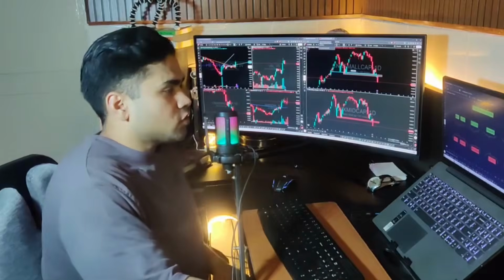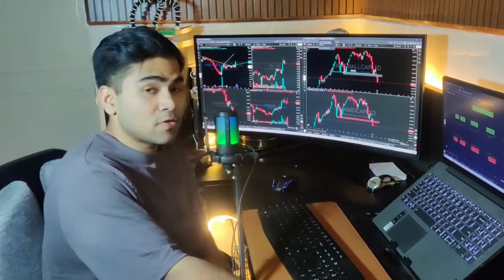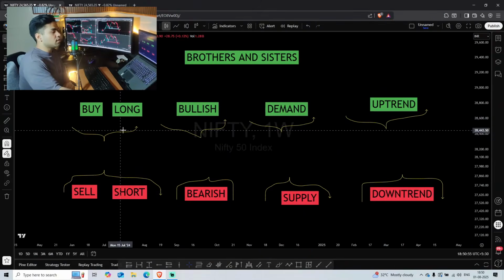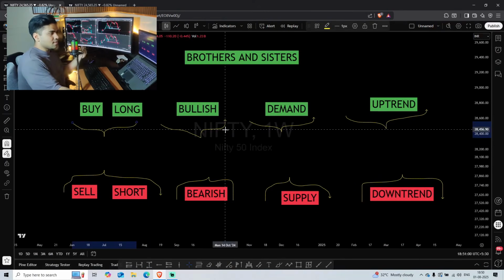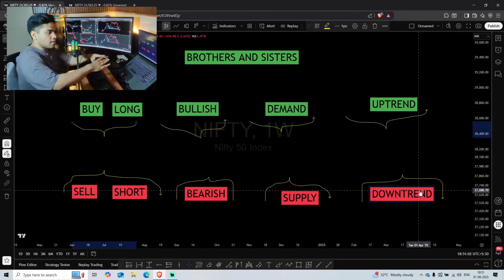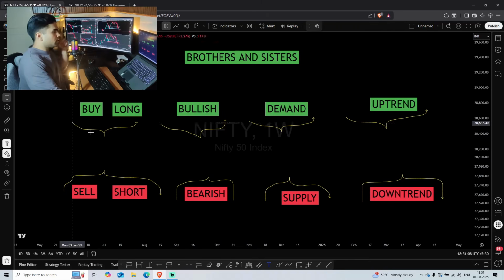Always remember this. Let's talk about the concept of brother and sister terms. Like all these terms mean the same thing. They are relatives to each other, but yet we define them in a different manner. So let me put it this way.